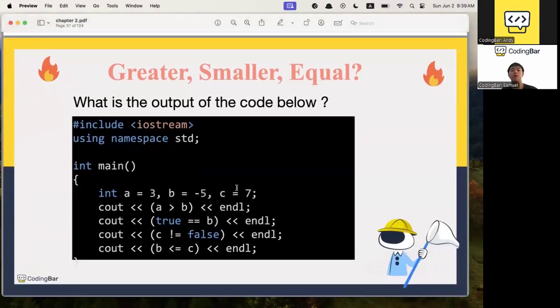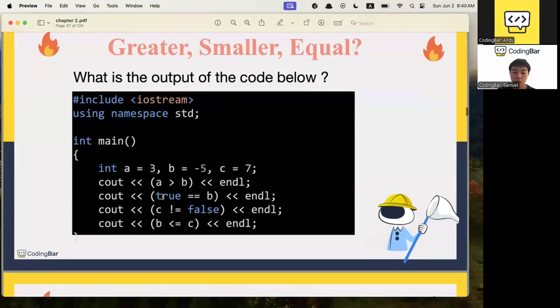How about this? Let's look at this example. A greater than B: 3 is greater than -5 is correct. In C++, it's the same as maths, really. A positive number is greater than a negative number. So it's very intuitive. So this is true, which is 1. And then true equal B. Just now we demonstrated -1 is converted into true as well. So this is true.